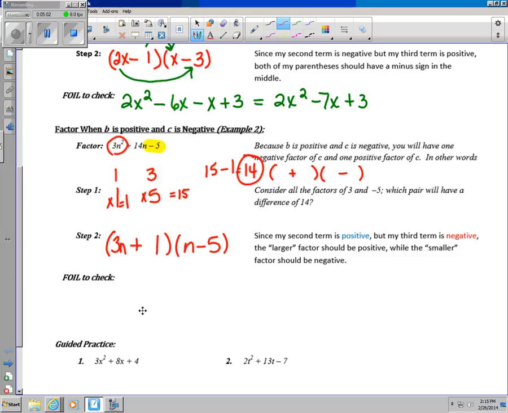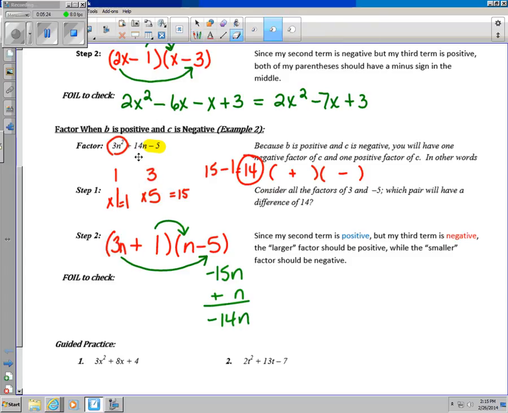But now I'm going to look at what I've done. I'm going to FOIL and I'm going to check this. I've got negative 15n when I do my outer terms, and I have positive 1n when I do my inner terms. Negative 15n plus n gives me a negative 14n. Okay, and I need, let me erase this so we can see, I need a positive 14n. What can I do to fix this? Because I've got the right products, I just don't have the correct sum. So what I can do to fix this is change the signs in the middle. Okay?